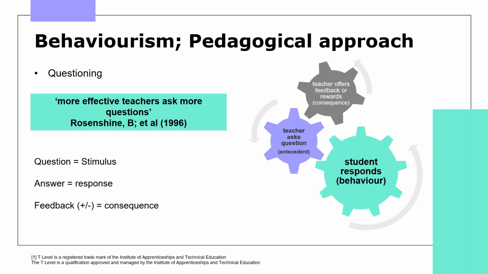Antecedent, the teacher asks the question. What is 2 add 3? Behaviour, the student or child responds. 6. Consequence, the teacher offers feedback or rewards. Is the child praised for attempting the question or criticised for getting the answer wrong?